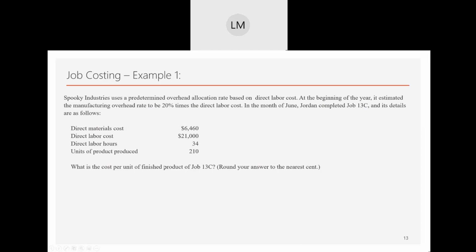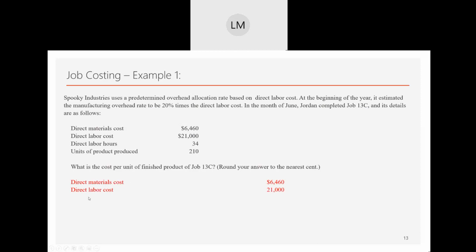So what do I have to remember first? For the cost per unit, I need to get the total cost of making the product, and then I can take that total cost and divide it by the number of units produced in order to get my cost per unit. So I need my direct materials cost, $6,460. Actually, we got that right up here. Then my direct labor cost of $21,000.